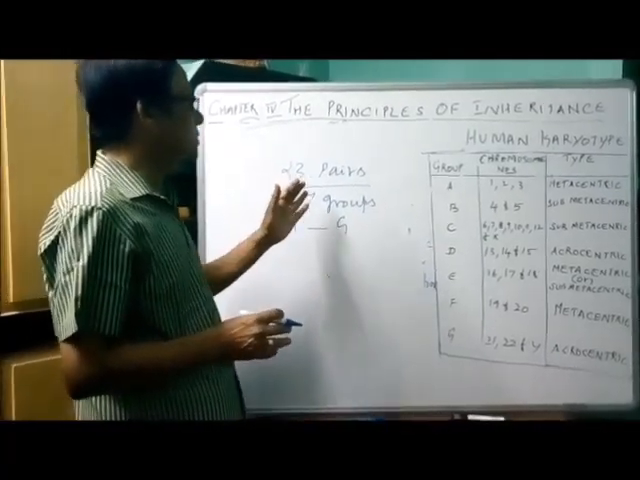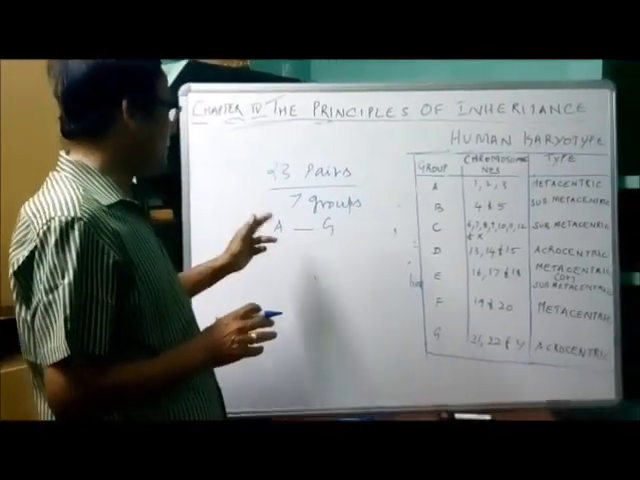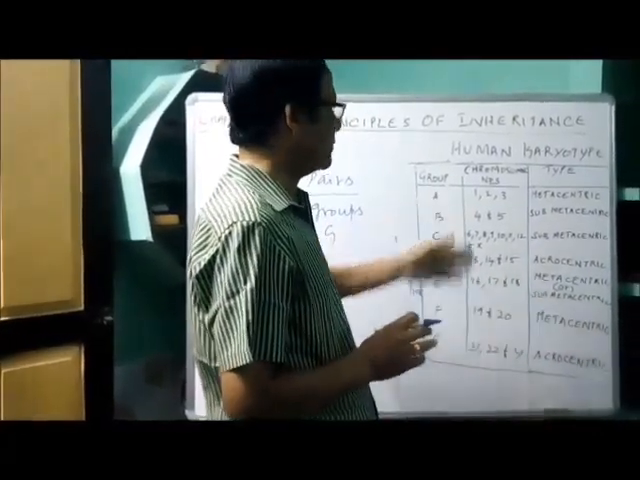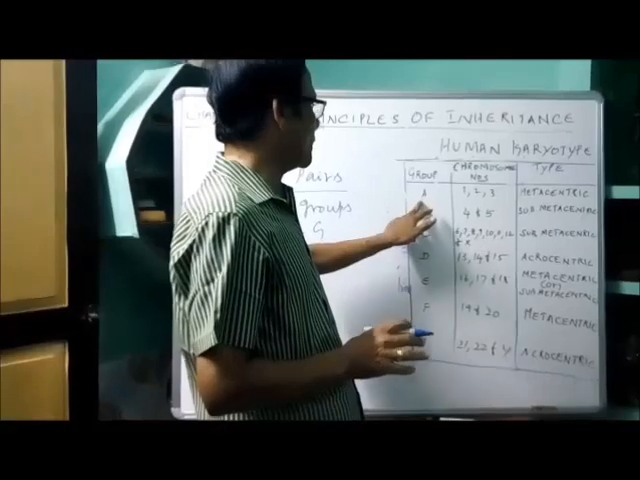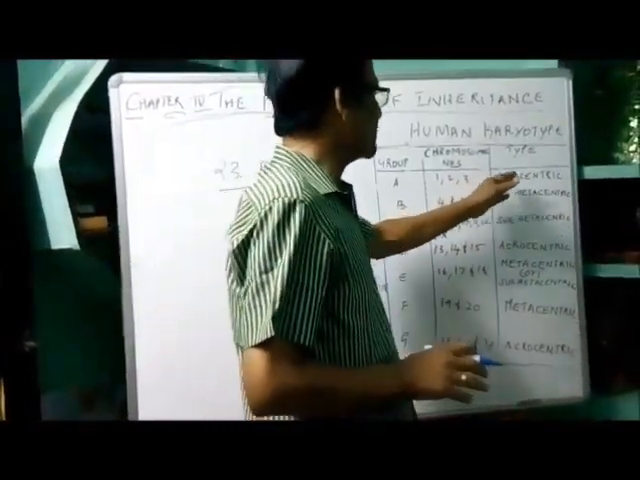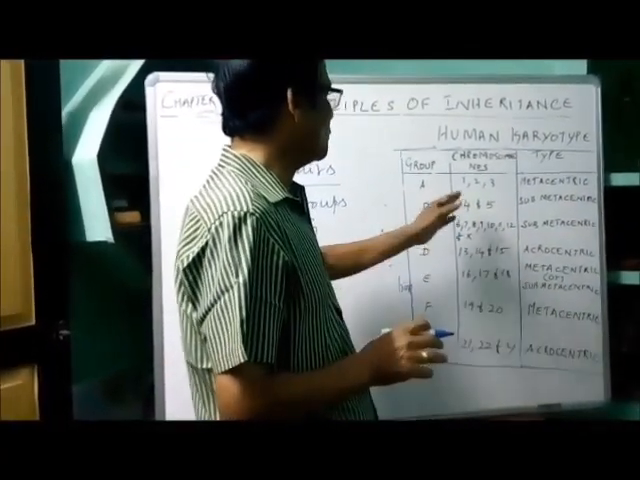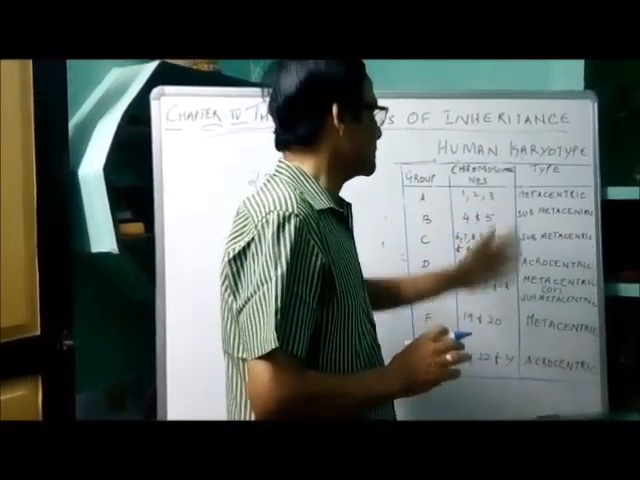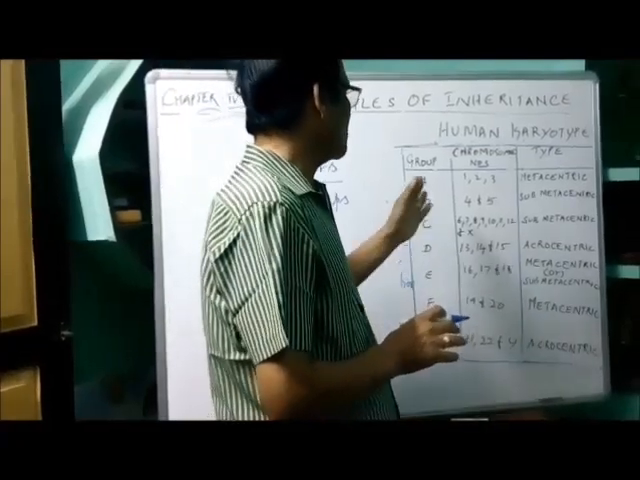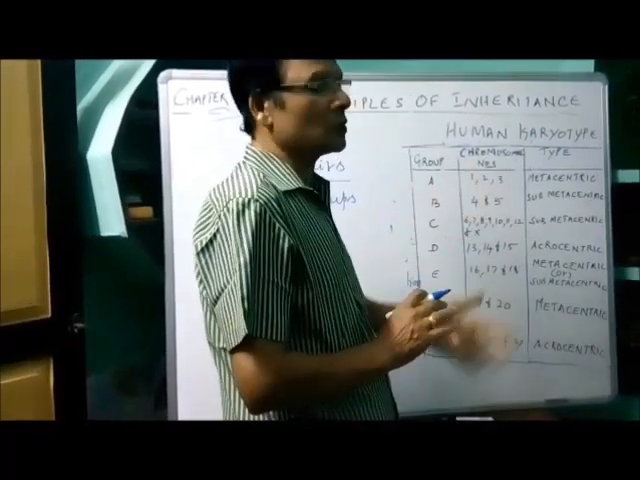Now, according to the position and the relative length of the arms, we have 7 groups, A to G. Here I have given it in the form of a tabular column. Group A includes 1, 2, 3. The nature of the chromosome is metacentric with two equal arms. Group B, we have 4 and 5. They are submetacentric.